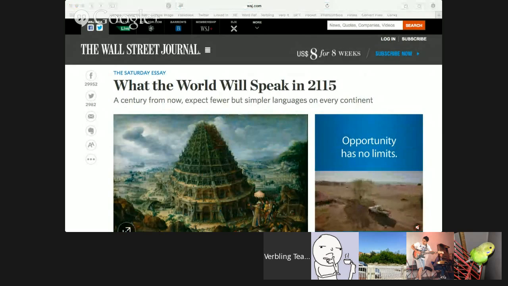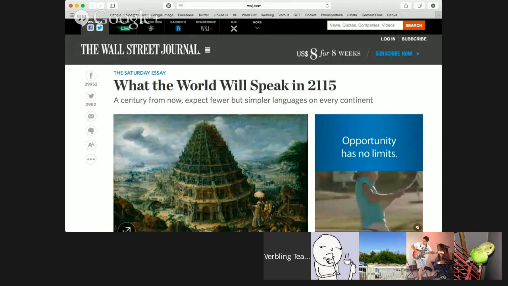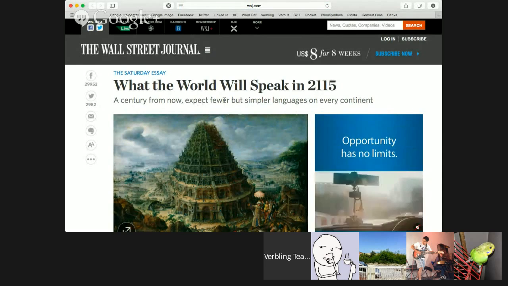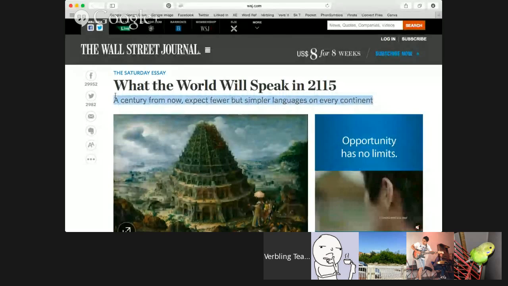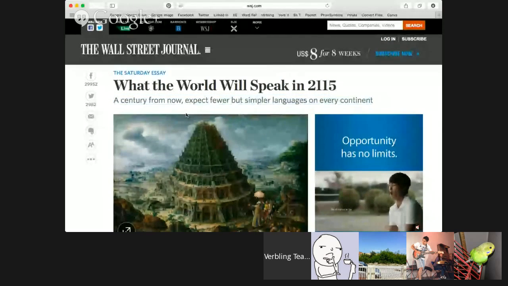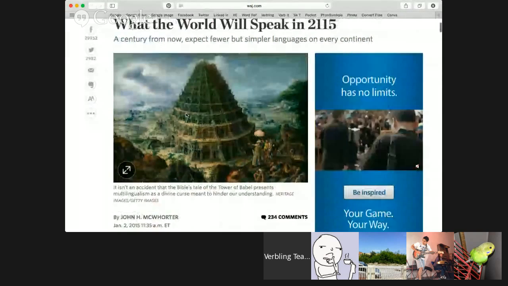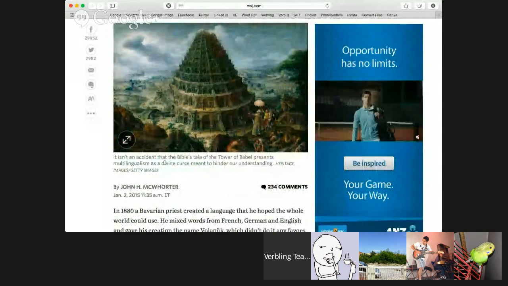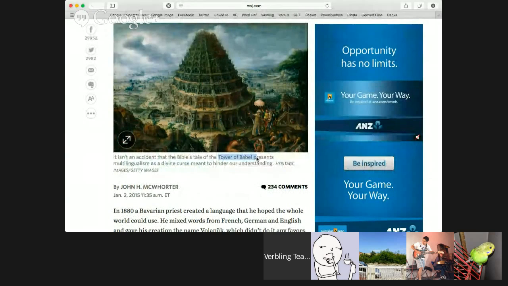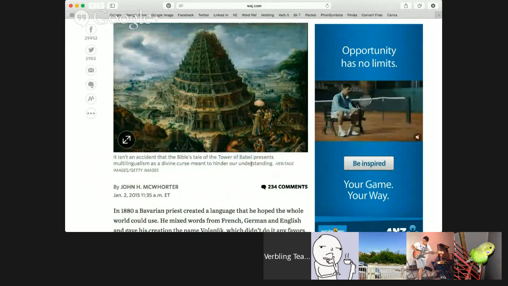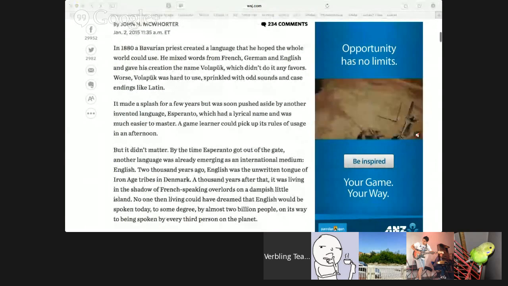All right, so what we've got here is what the world will speak in 2115, or maybe 2115. A century from now, expect fewer but simpler languages on every continent. So, we're going to read and find out more. Ali, this seems to be a little bit towards what you were saying, but we will see. So have a look at that picture. I don't know whether you guys know about the Tower of Babel from the Bible, but it's pretty famous about how everybody suddenly started speaking different languages. Okay, so off we go.